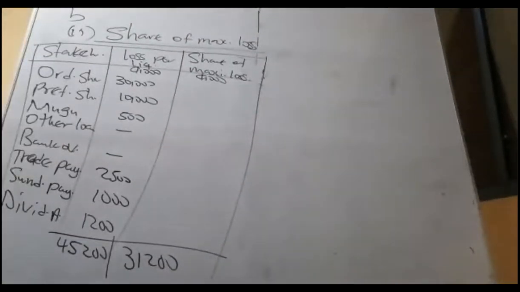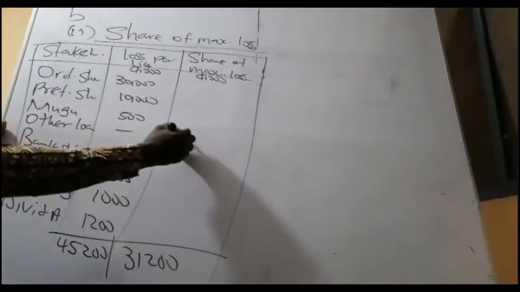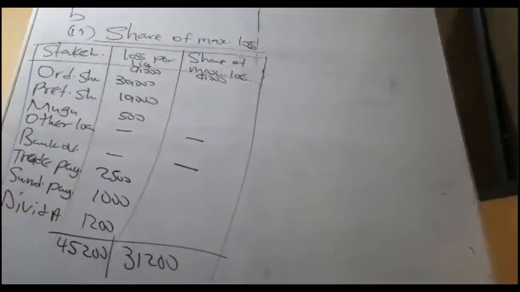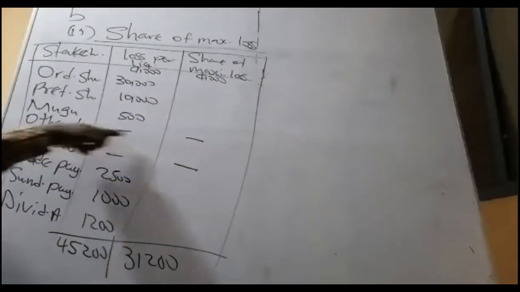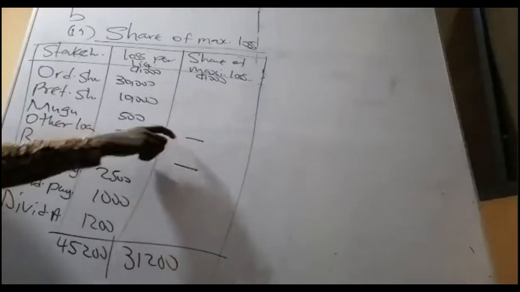This must be shared. So how do you share this 31,200? We said, first of all, those that will dash, go and throw the dash there. Have you seen? Those that will dash, repeat it.